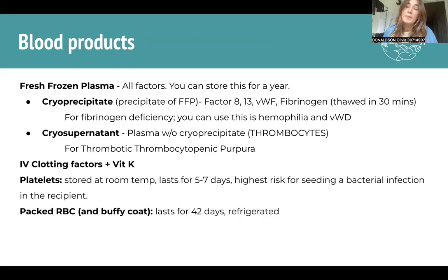Platelets. This one's important. They've asked a few questions on this before. You can't freeze platelets, and they store them at room temperature. So you've got quite a high risk for bacterial seeding with platelets relative to the other blood products. And then you've got your packed red blood cells, which is kind of what we more think of as a blood transfusion, and that lasts for 42 days.